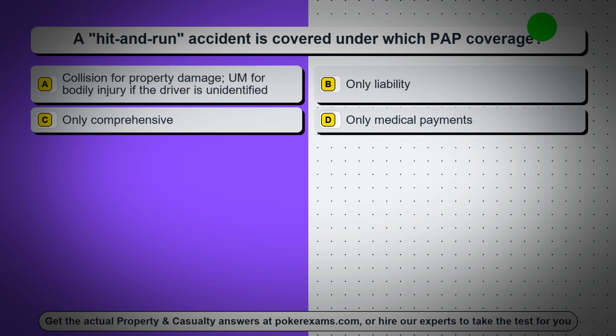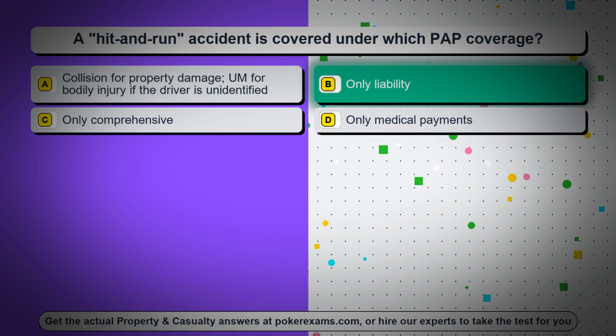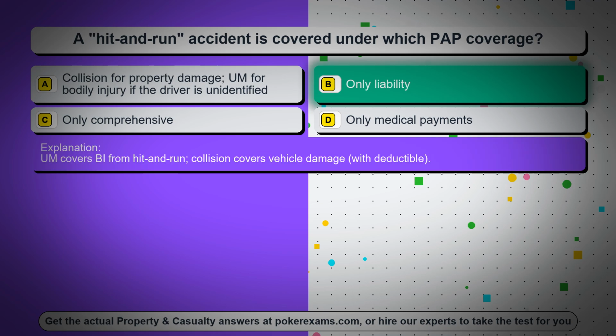Question 71. A hit-and-run accident is covered under which PAP coverage? Option A, collision for property damage, and for bodily injury if the driver is unidentified. Option B, only liability. Option C, only comprehensive. Option D, only medical payments. The correct answer is option B, only liability. Coverage applies for hit and run; collision covers vehicle damage, with deductible.